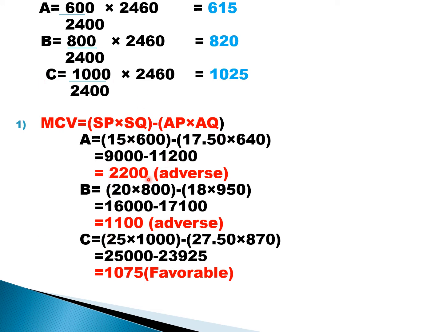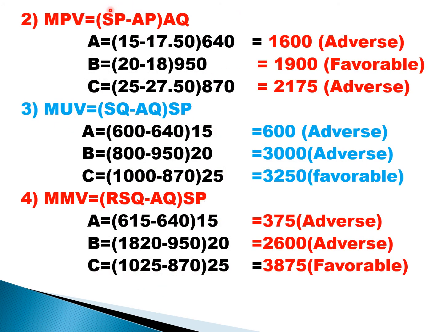So A gets minus 2200 adverse, B gets minus 1100 adverse, C gets plus 1075 favorable. Next, material price variance formula: SP minus AP into AQ. Substitute the values. A gets minus 1600, B gets plus 1900, C gets minus 2175. Material usage variance: A you get plus 600, B you get plus 3000, C you get minus 3200, plus 3250.